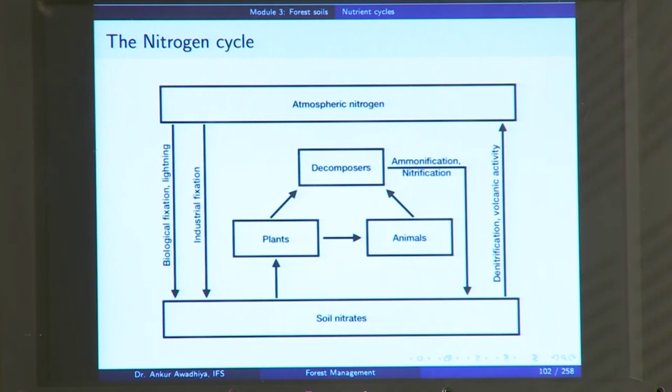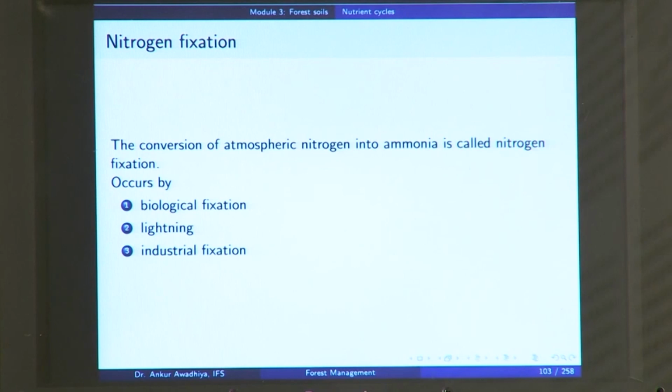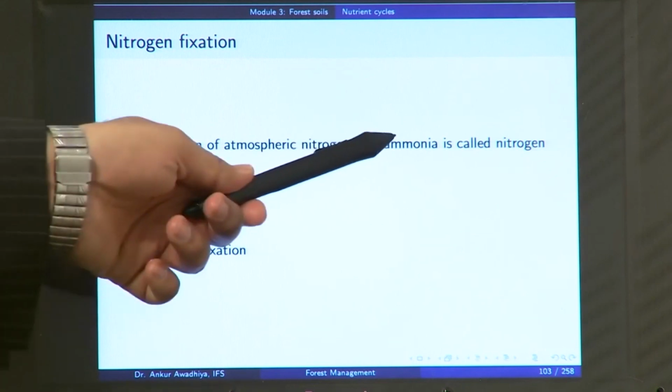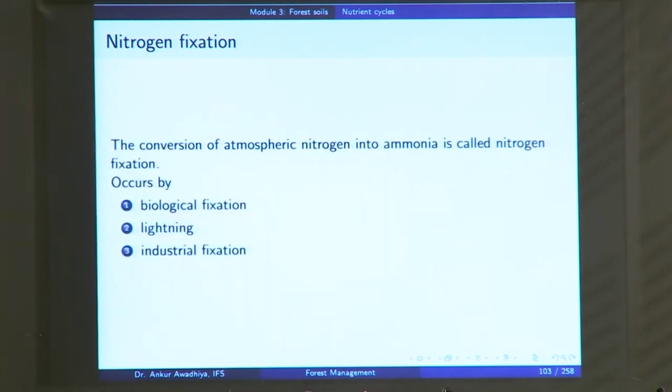And in this nitrogen cycle, there are a few important steps. The first important step, as we saw, is nitrogen fixation. Now, what is nitrogen fixation? The conversion of atmospheric nitrogen into ammonia is called nitrogen fixation. Now, it can be converted into ammonia, or in certain cases it can directly be converted into the nitrates. And nitrogen fixation happens through biological fixation, lightning, and industrial fixation. So, these are three different ways of nitrogen fixation.